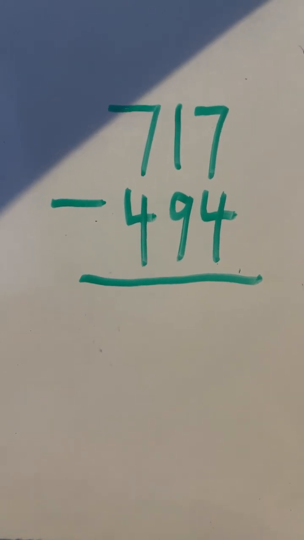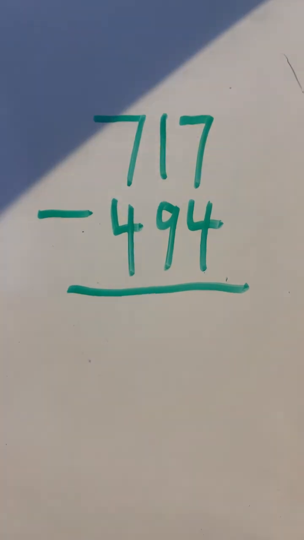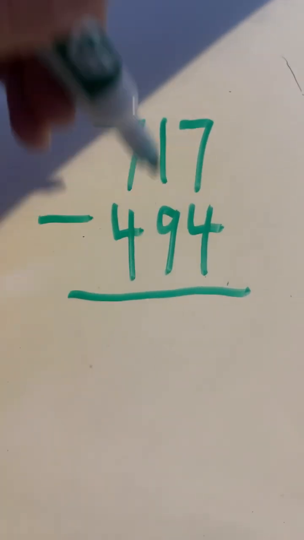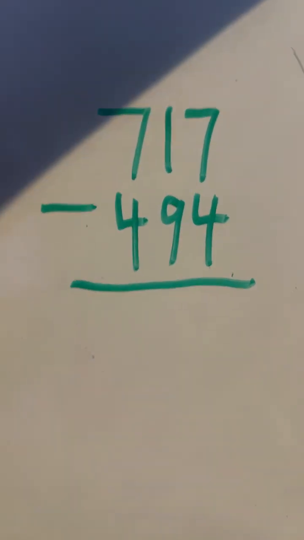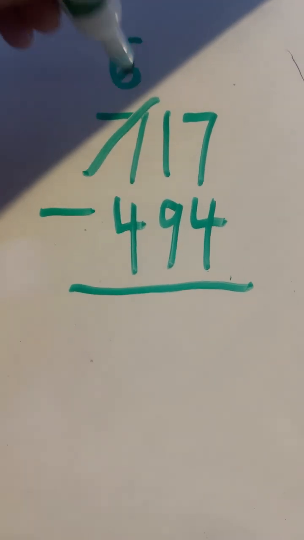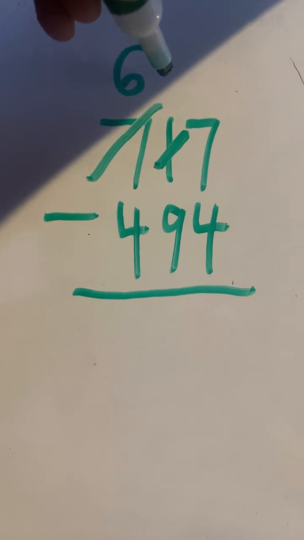All right, here we go. So the one area that we need to regroup in this problem is the tens place, because we cannot take away 9 if we only have 1 to start with. So we're going to take a 10 from the hundreds place. That 7 is going to become a 6. And that 1 in the tens place is going to become an 11.